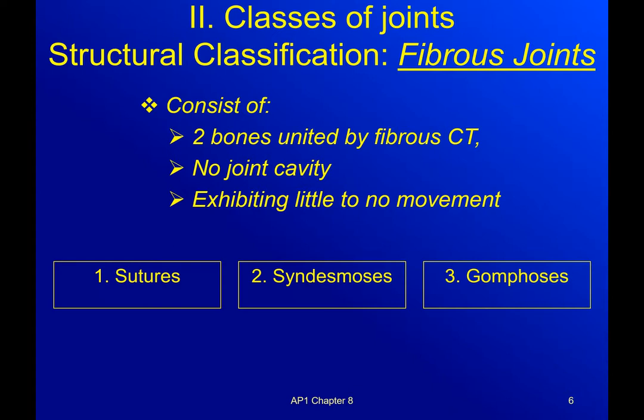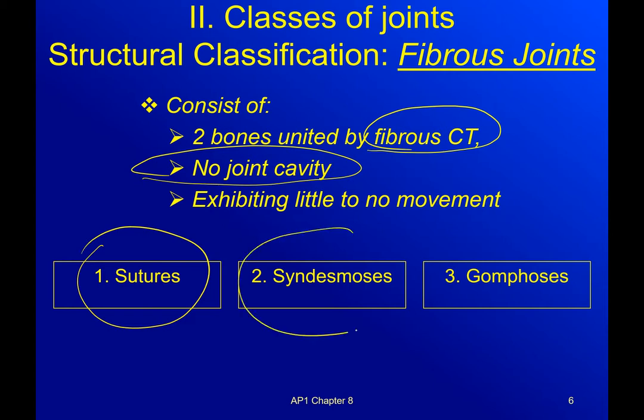Okay, so the fibrous joints. It consists of two bones united by fibrous connective tissue. There is no joint cavity. There's no place that has space in it, and it exhibits little to no movement at all. Examples include the sutures, the syndesmosis, and the gomphosis.